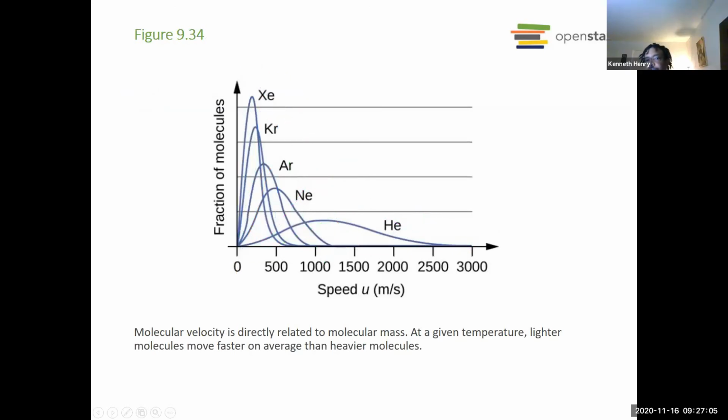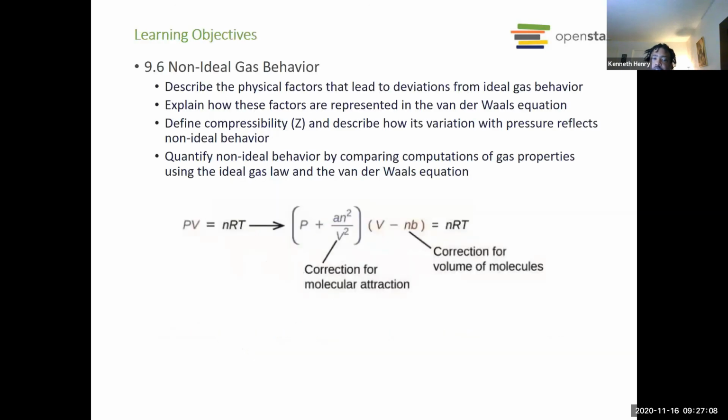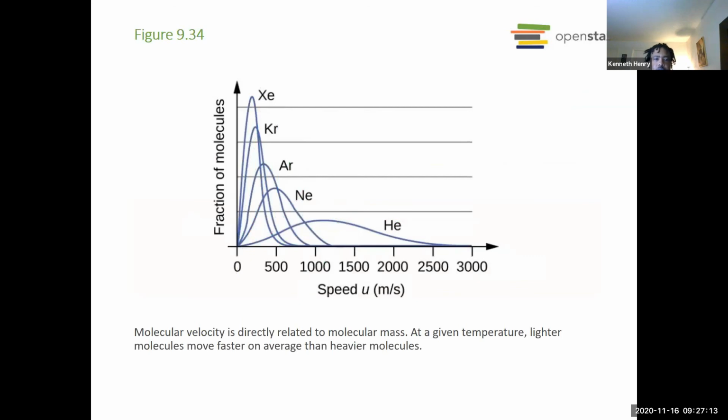Okay. So last thing is non-ideal gas behavior. This is just basically showing you that the speed is going to be dependent on the size of the molecule, right? That's going to play a part in it. So molecular mass is going to play a huge part in your molecular velocity. So as you increase in molecular mass, your molecular velocity is also going to increase. Okay.